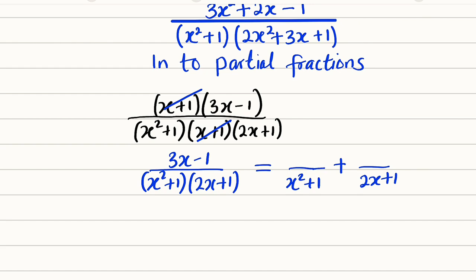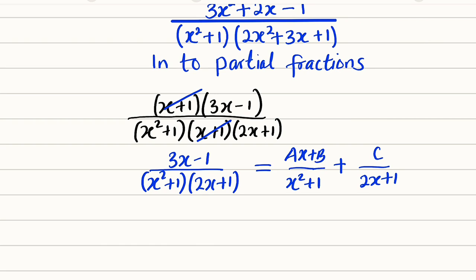The numerator is always a polynomial of 1 degree less than the denominator. The denominator here is quadratic. 1 degree less will be linear. So the general form is ax plus b, where a and b are constants. This is linear. Therefore, the numerator will be 1 degree less, which is going to be just a constant. And this time around, we are going to use c since we have a and b.